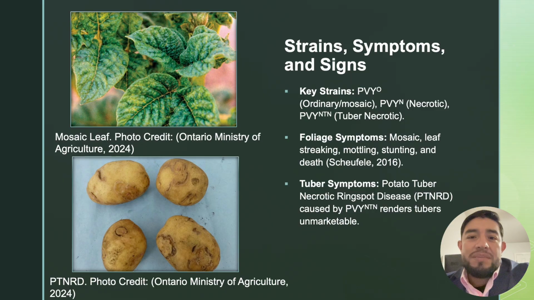As you can see in these images, it causes potato tuber necrotic ringspot disease, PTNRD. These necrotic ring spots on the potato skin can extend into the flesh. While leaf symptoms like stunting reduce yield, these tuber symptoms render the crop completely unmarketable.